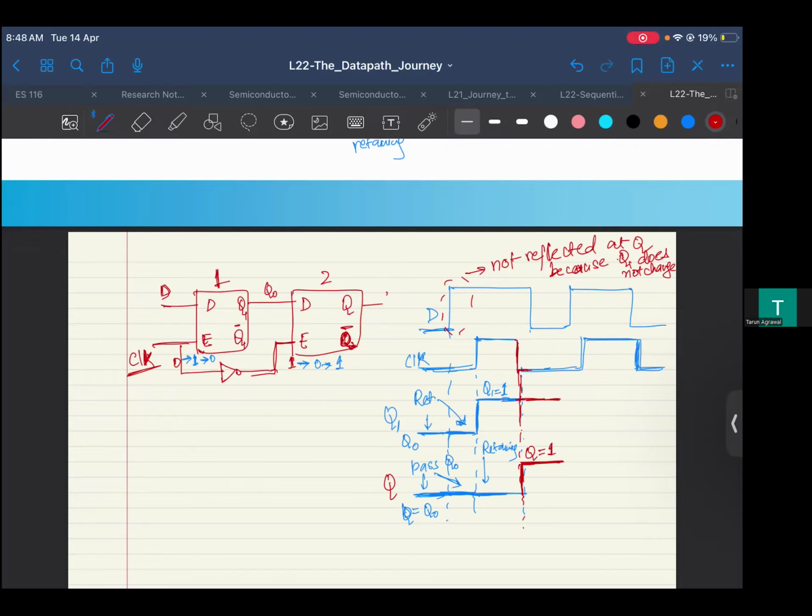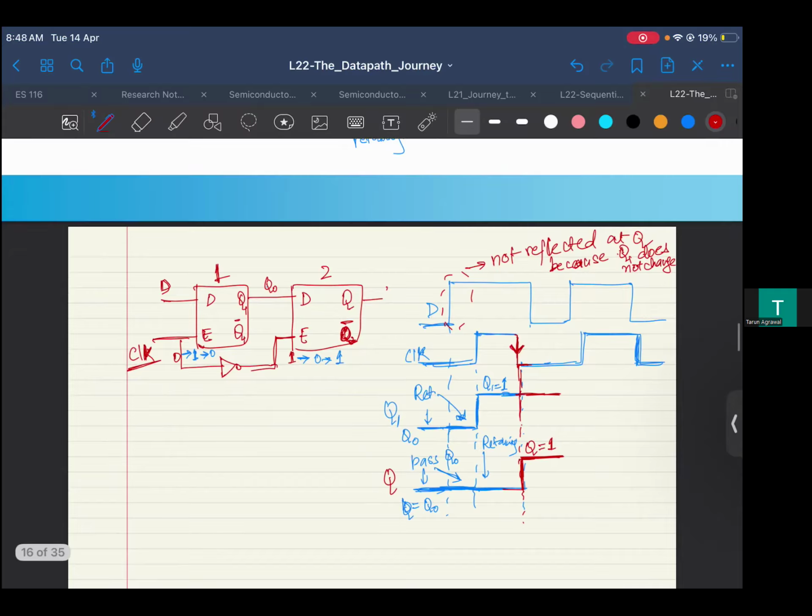And that is happening only at the edge. You see, it's happening at the edge. It is not happening throughout the period, only at the edge. Now your D1, whatever your 1 was, it is seen at the output, right? That is the interesting aspect here, because what was just before the edge is seen at the output. D was 1 before the edge, which is what is seen at the output because your Q1 was 1.